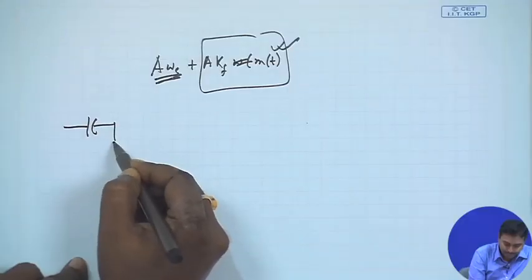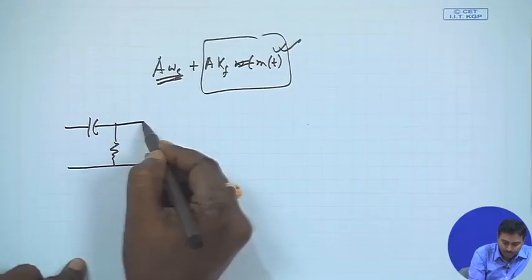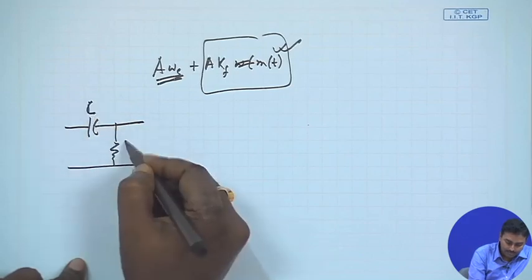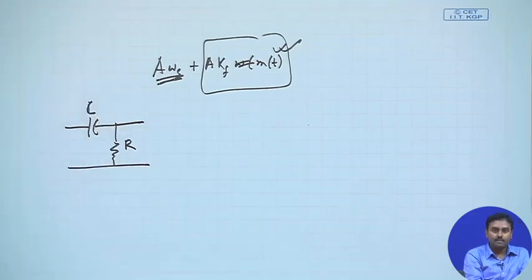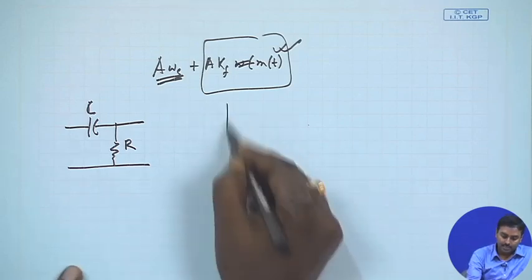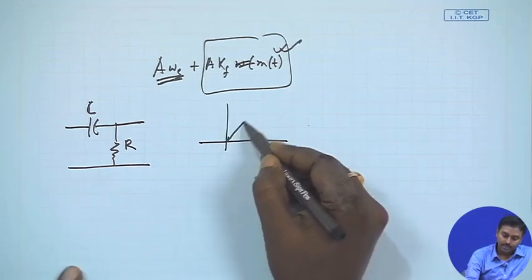What we will do is employ something like this, a CR circuit. This is actually a high pass filter, right. So how will the high pass filter look? It will actually look like this.